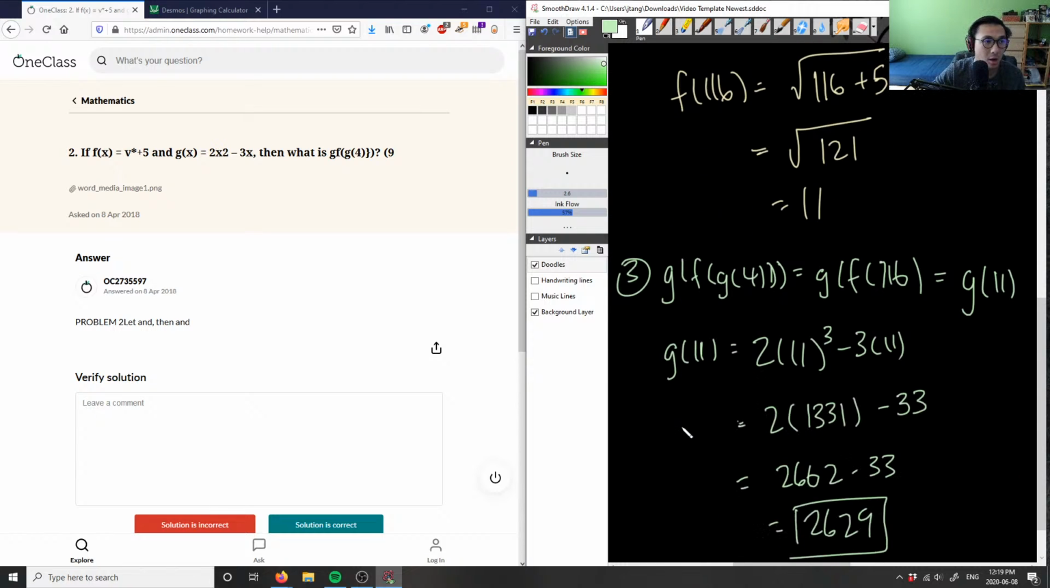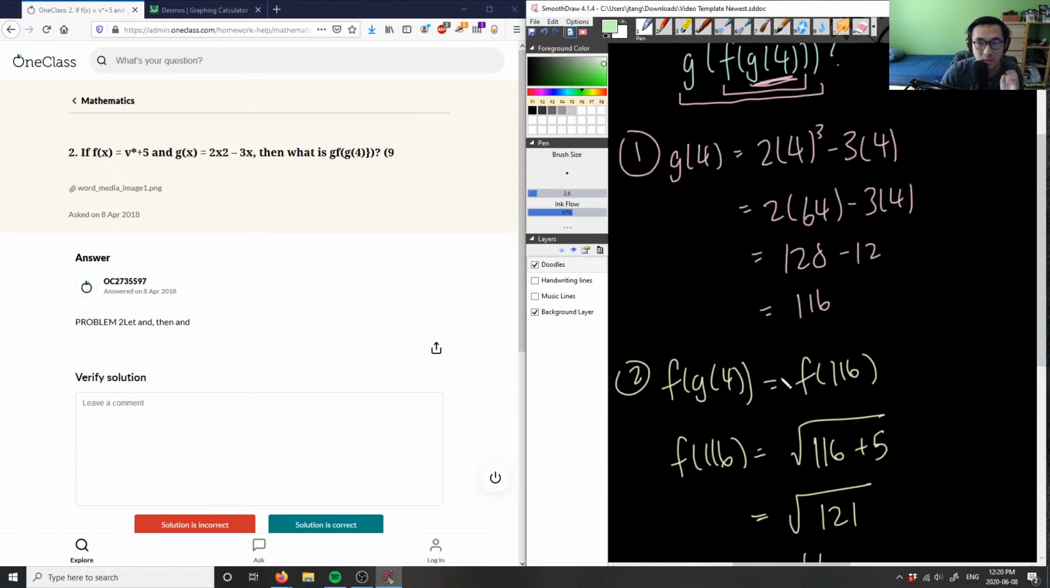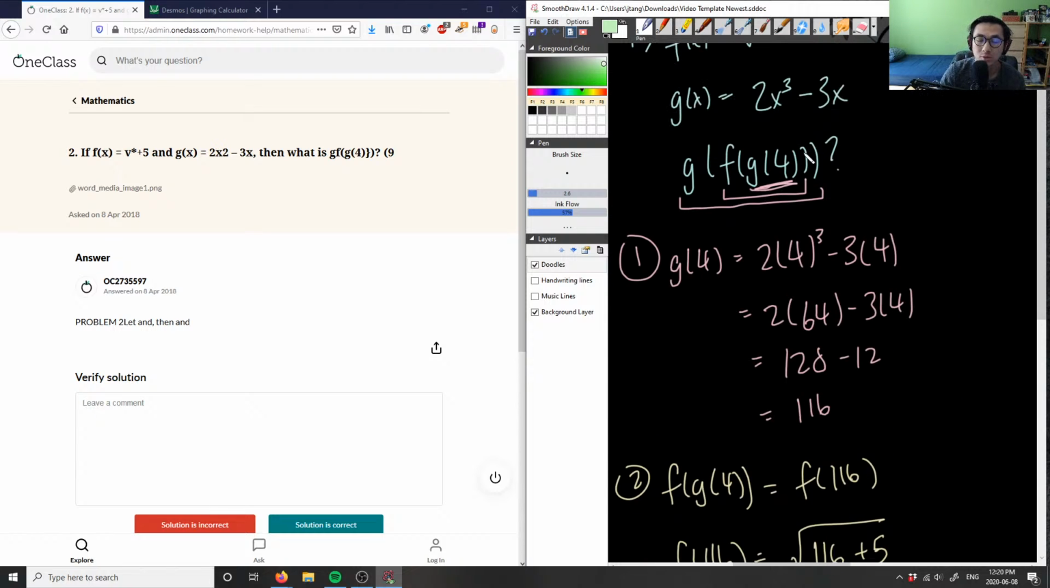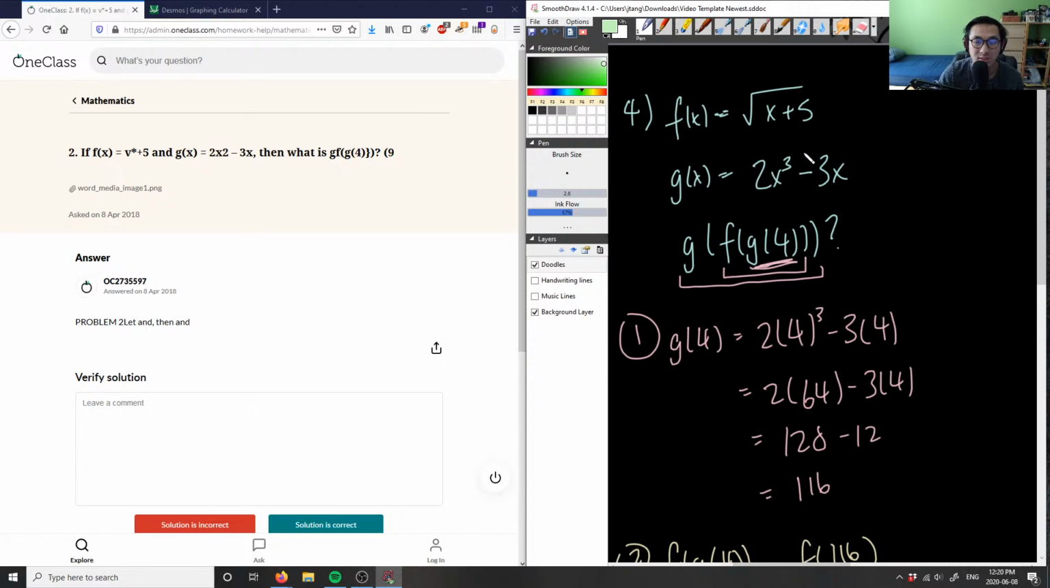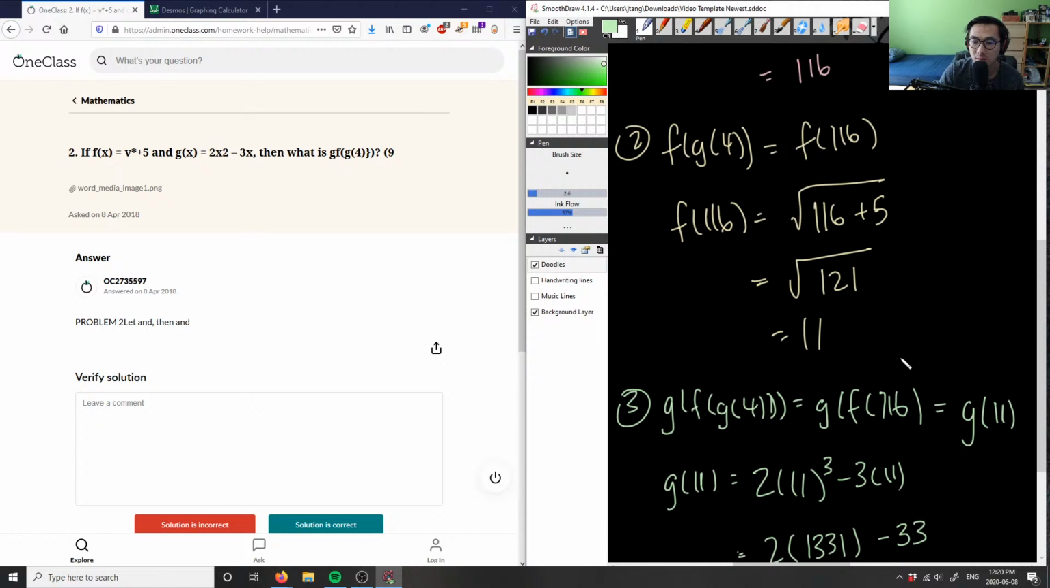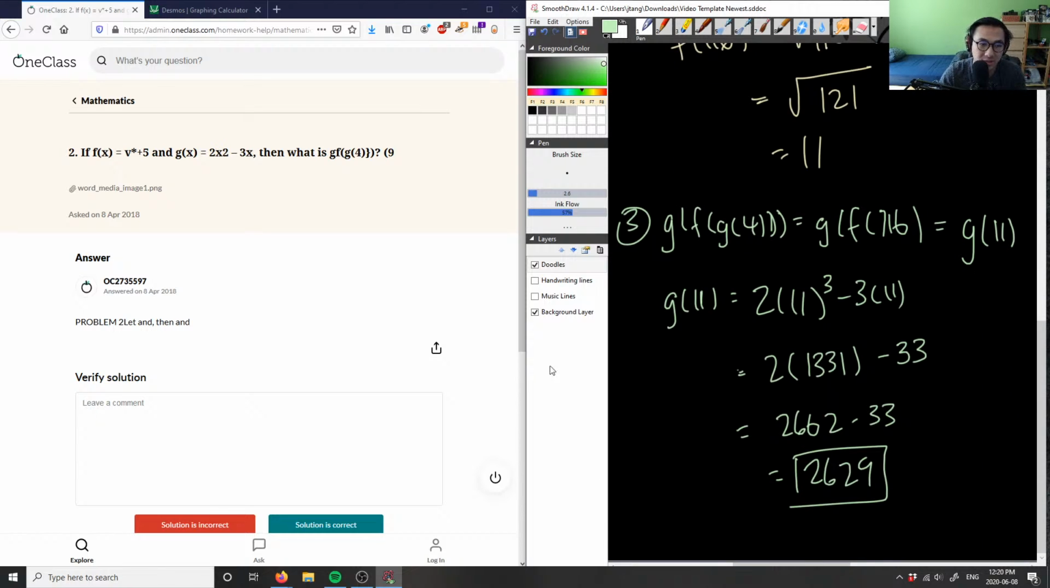So again, this is just a composite function, right? And this might look daunting in the beginning, but once you peel back and realize it's just a 3-step problem, with g at 4 and then f of that number and then g of that number, it's a very, very easy problem. So as you can see, 2629 is the correct answer. And this here is definitely an incomplete solution. I don't know what they were trying to write. Maybe it was cut off or something like that. So the solution is incorrect. The correct answer is 2629.